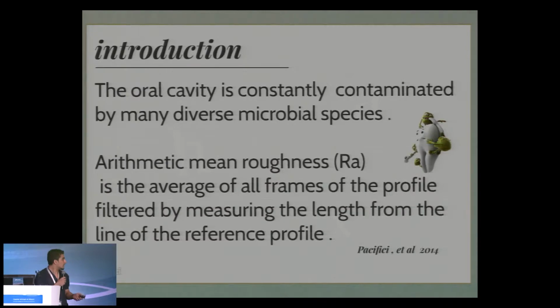There are many roughness parameters in use, but the most common one is arithmetic mean roughness. Arithmetic mean roughness is the average of all points of the profile, filtered by the measuring length, from the line of the reference profile.